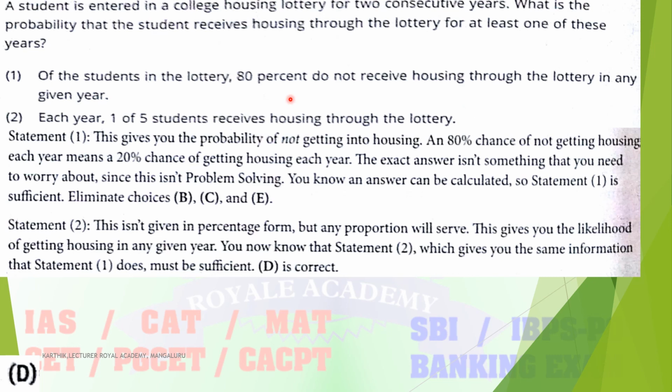I hope all of you understood. From the first statement, 20% of the students receive the lottery. From the second statement, one student out of 5 receives the lottery. So you can easily tell the answer. Option D is the correct answer.